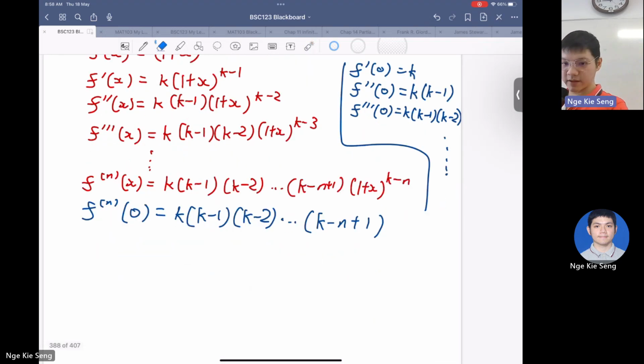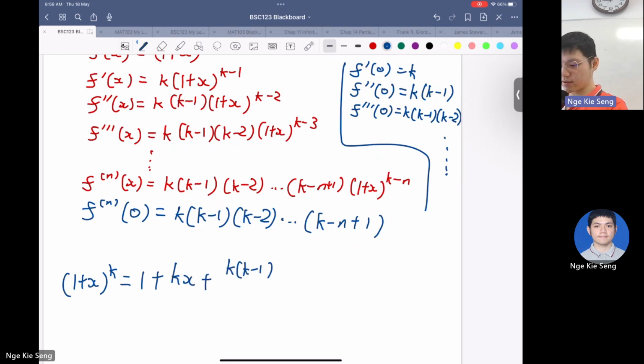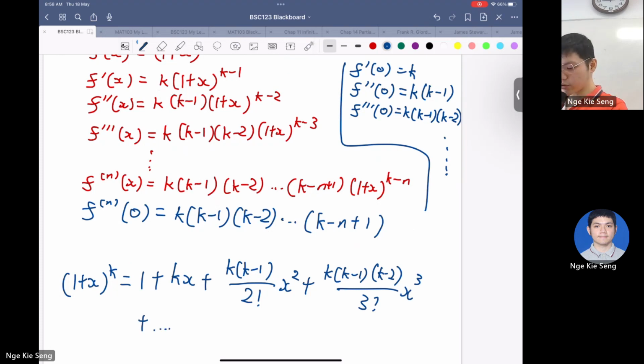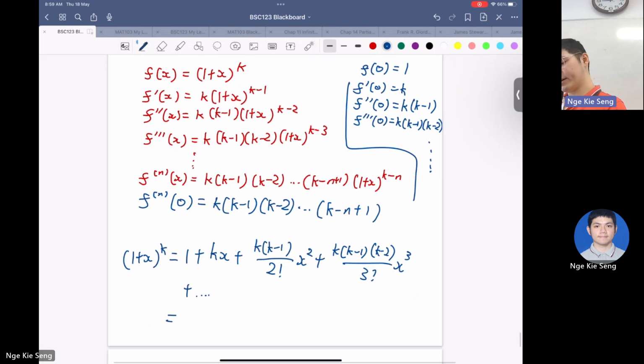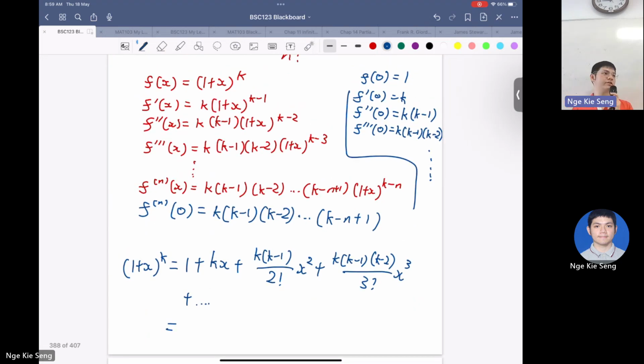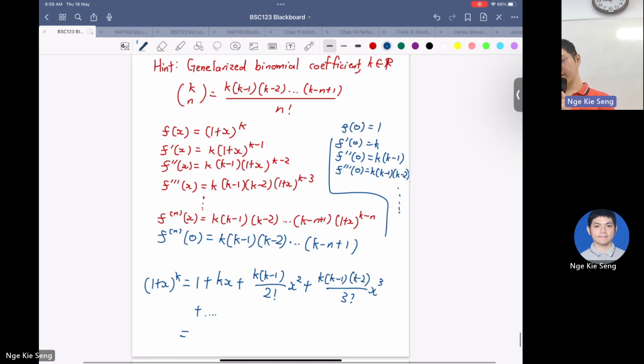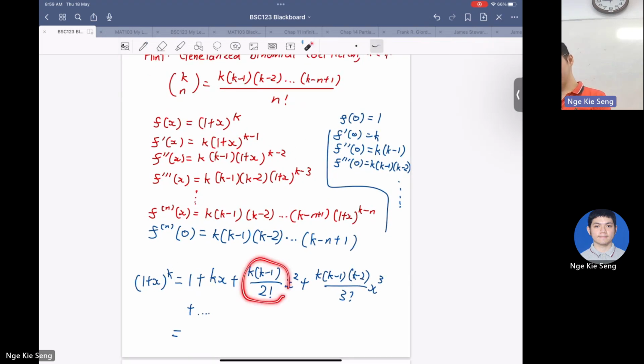Okay, so what's the Taylor's formula here? So this is 1 plus kx plus k times (k minus 1) over 2 factorial x squared plus k times (k minus 1), (k minus 2) over 3 factorial x cubed, and so on. So you might wonder, do you have a formula for your coefficient? Okay, so this is the hint I gave here. What is this fraction here? These are the generalized binomial coefficient.